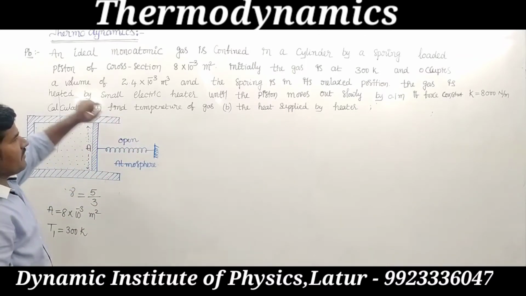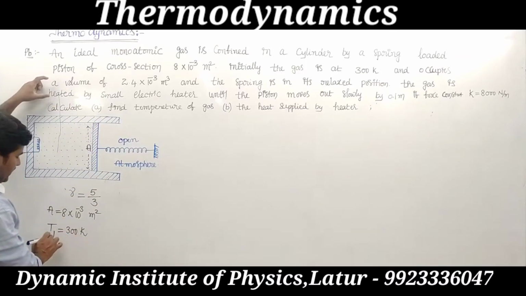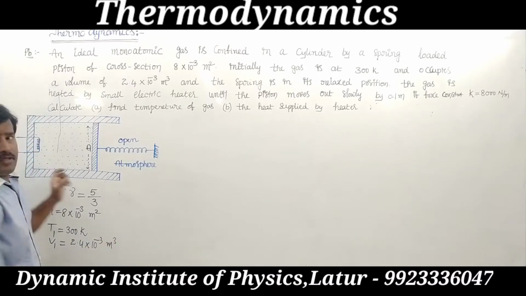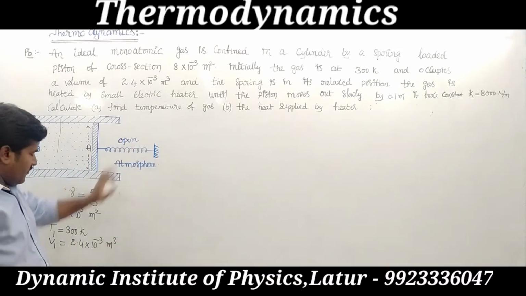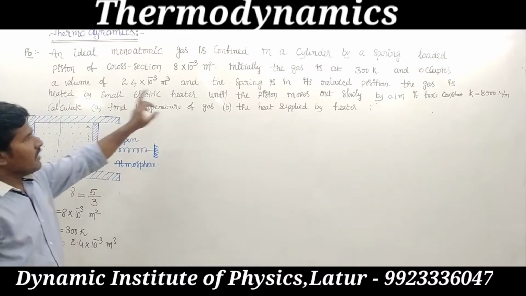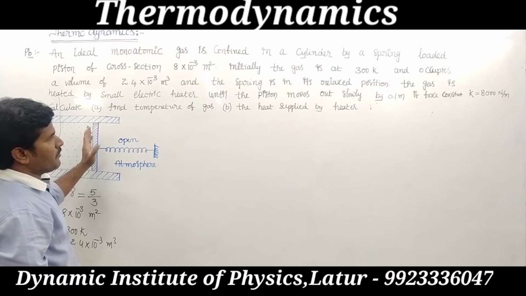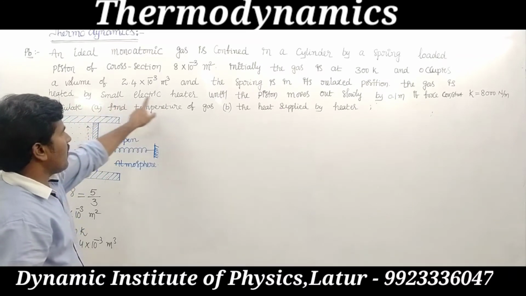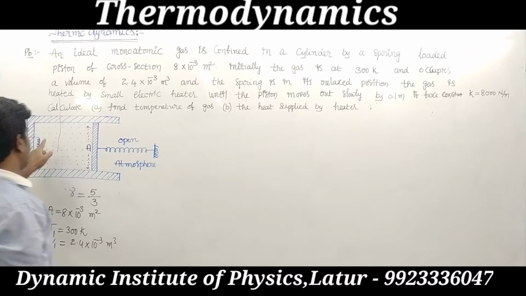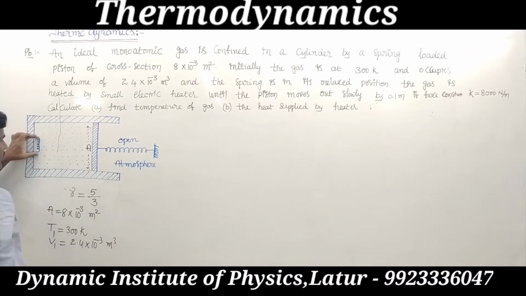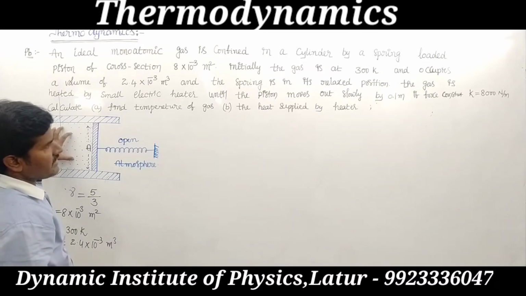The initial volume is 2.4 into 10 power minus 3 cubic meters, and the spring is at a relaxed position. The gas is heated by a small electrical heater, an electrical filament heater, so the temperature increases.